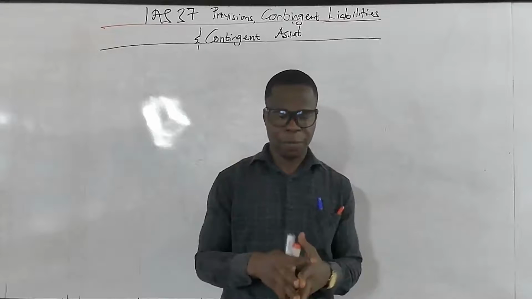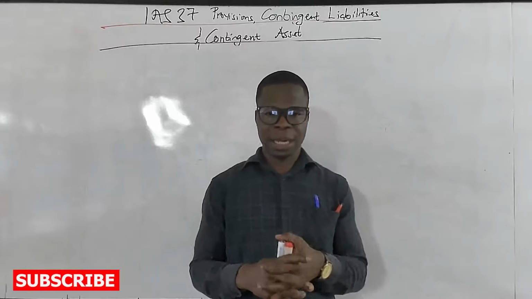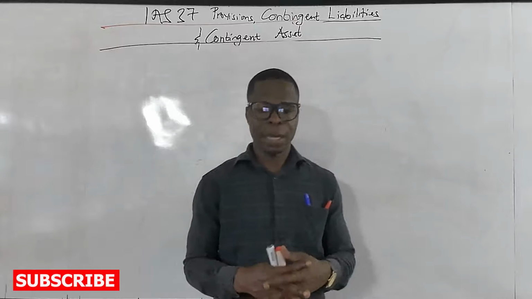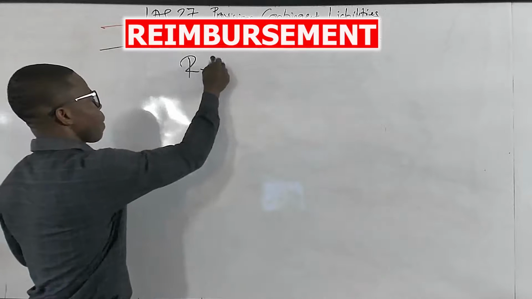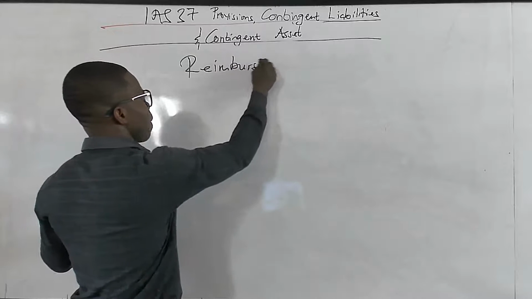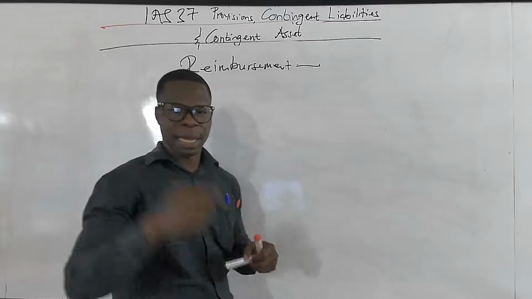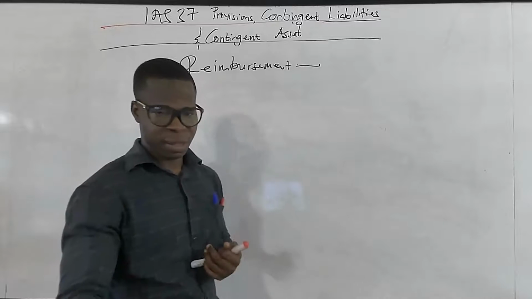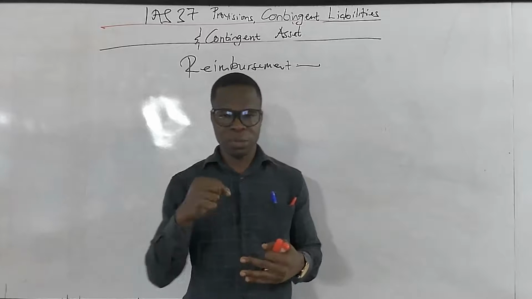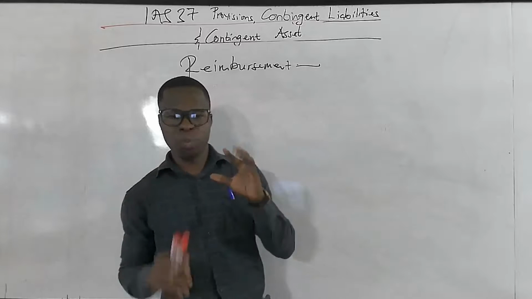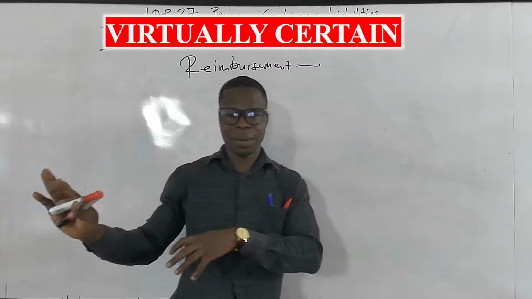Let's look at some complications or some items that the standard also provides. The first one is reimbursement. Reimbursement simply means that sometimes the entity may recover the provisions. So if the entity may recover the provision, then this will create some form of income to the entity. But we can only do this when that recovery is virtually certain.